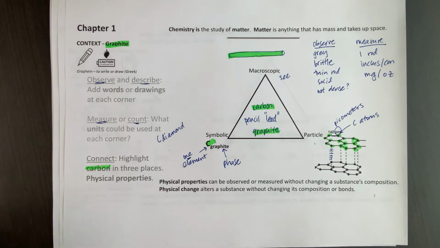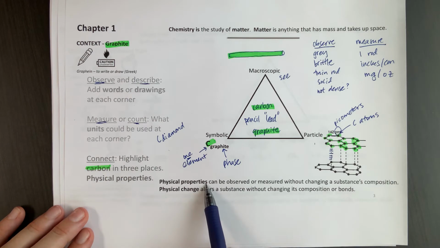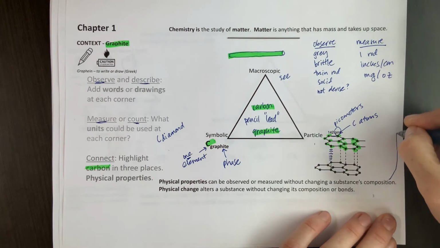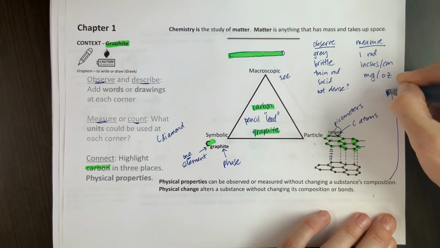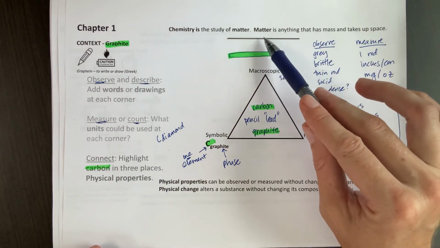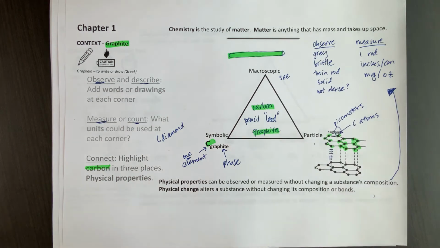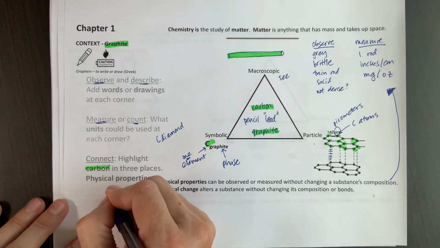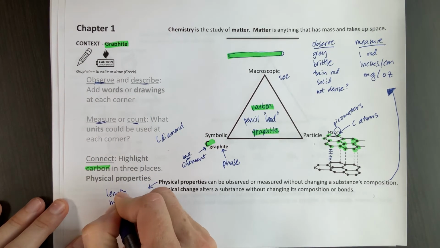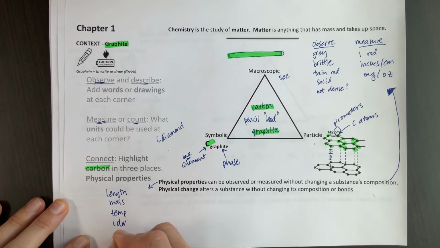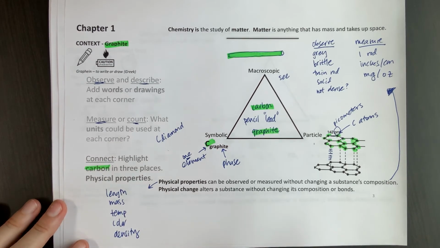The last thing we want to look at on this slide is a couple of terms here at the bottom. Physical properties are properties that we can observe or measure without changing a substance's composition. We have a whole bunch of physical properties that we observed and measured here without having to change the atoms or their arrangement. Things that you might generically say are physical properties: you might look at length, mass, the temperature of a substance, the color, the density. Those are all physical properties.